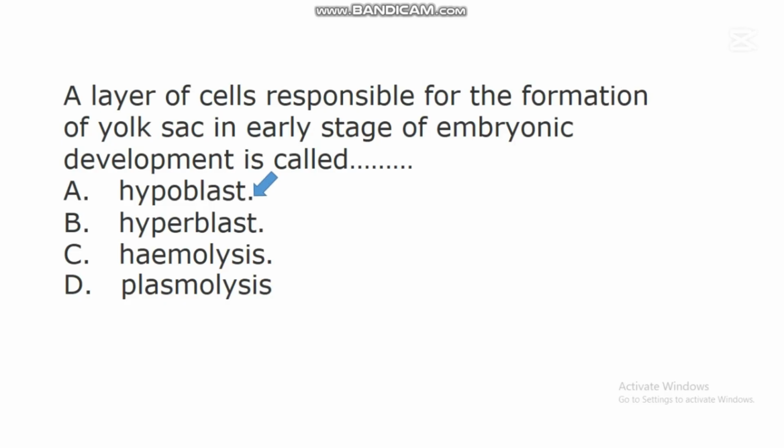Hypoblast means a layer of cells responsible for the formation of yolk sac in early stage of embryonic development. So studies have shown that the yolk sac comes from this hypoblast. The development of yolk sac originates from this layer of cells known as hypoblast. So hypoblasts play a great role in forming the yolk sac.